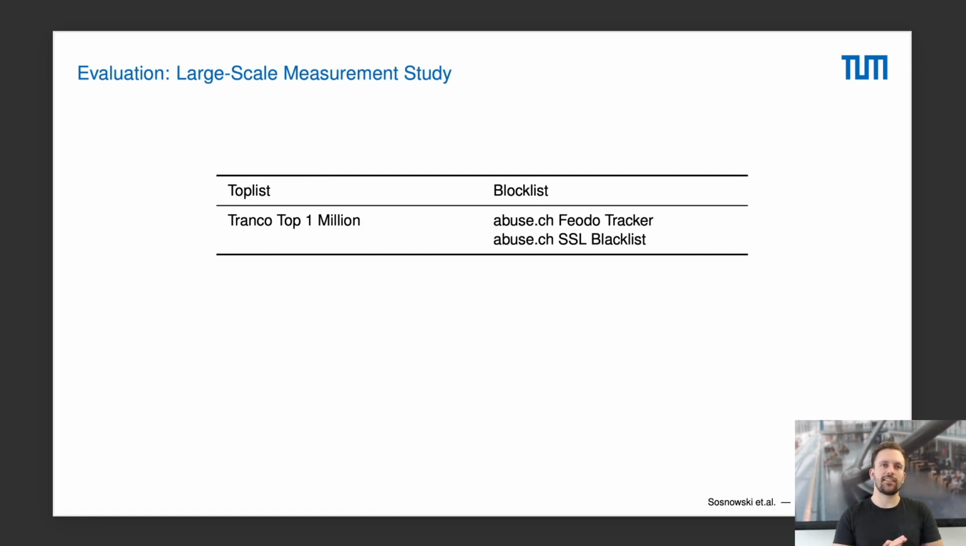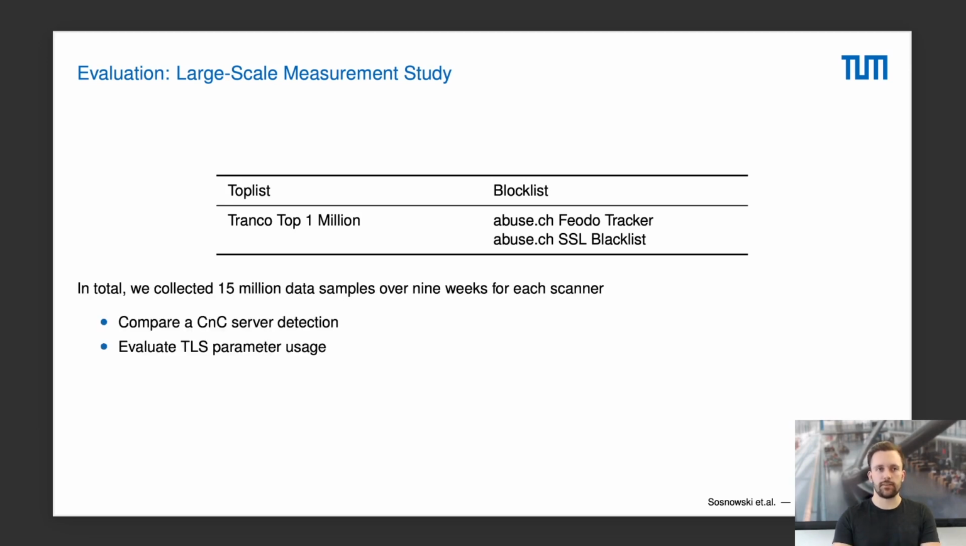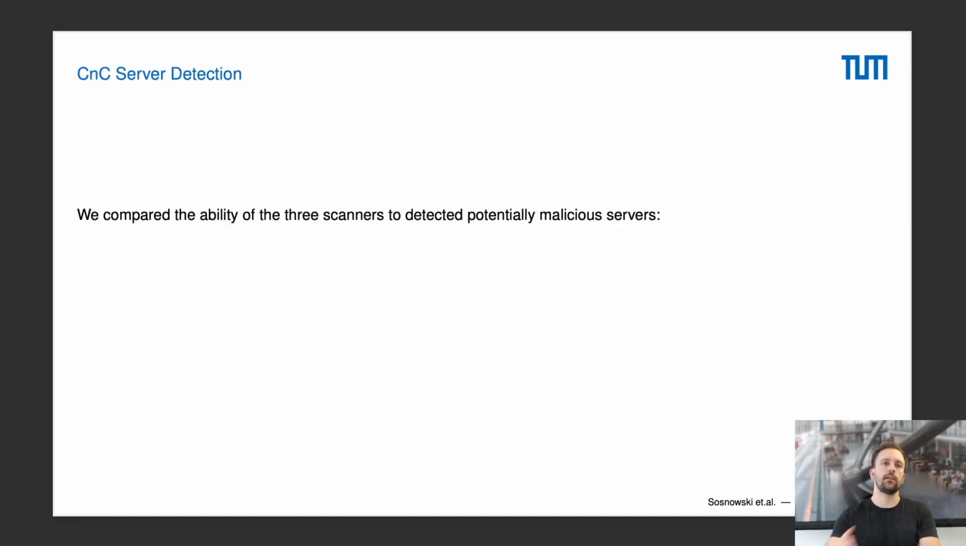And this was exactly what we did in the following study, where we scanned the Tranco top 1 million list and the 2 block lists from abuse.ch listing command and control servers. We scanned these servers for several weeks. In total, we collected 50 million data samples over 9 weeks for each scanner to compare C&C detection and evaluate TLS parameter usage. Let's start with the C&C server detection.